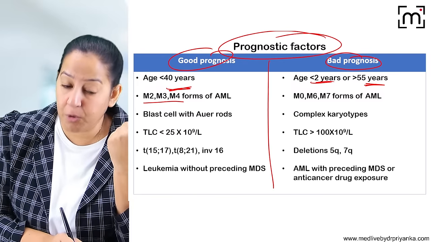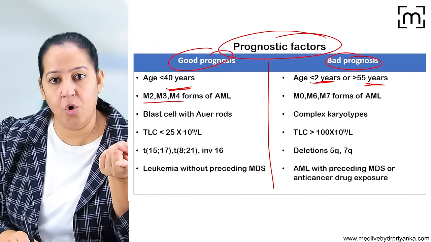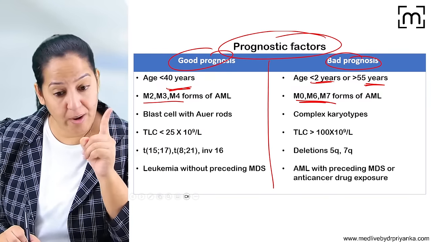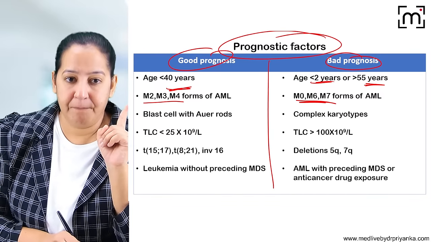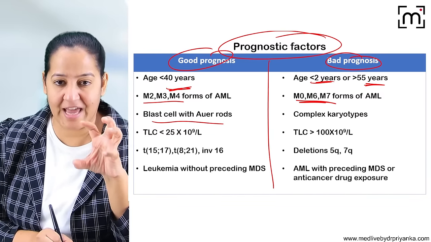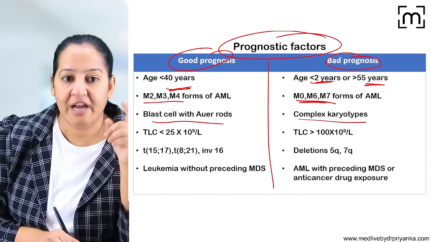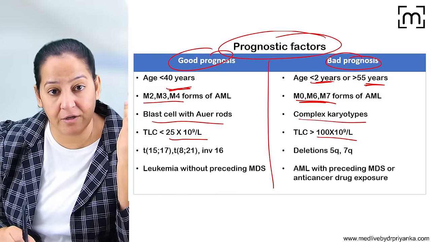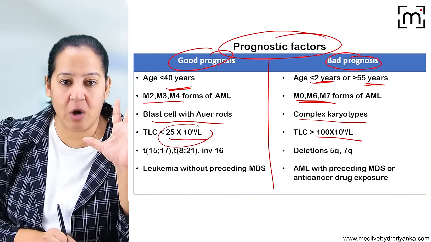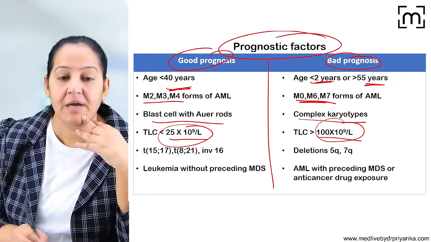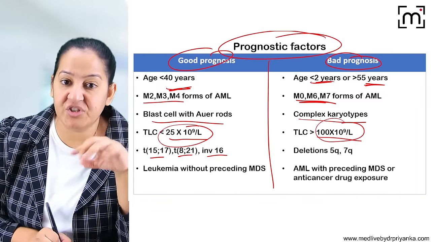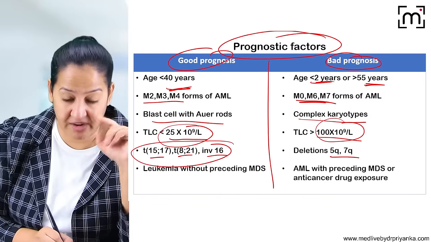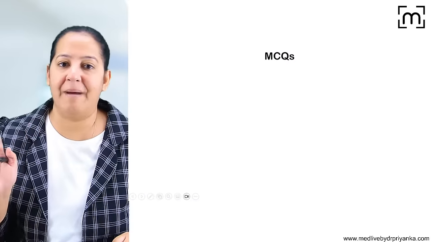M2, M3, M4 are good, but except for those, M0, M6, M7 are poor. M1 is moderate, you can say. You have to learn that. Blasts with Auer rods, this is good, and a normal karyotype is good, but a complex karyotype is bad. Total leukocyte count less than 25,000 is good. If more than 1 lakh, it's bad. t(15;17), t(8;21) and inversion 16 are good, but apart from that, deletion of 5 and deletion of 7 are bad. So you have to learn the good and the bad prognostic factors.